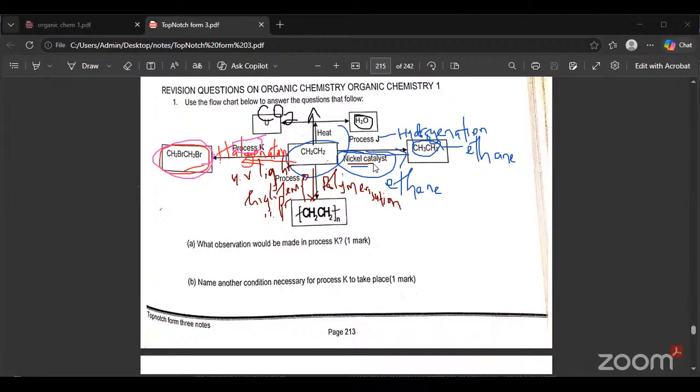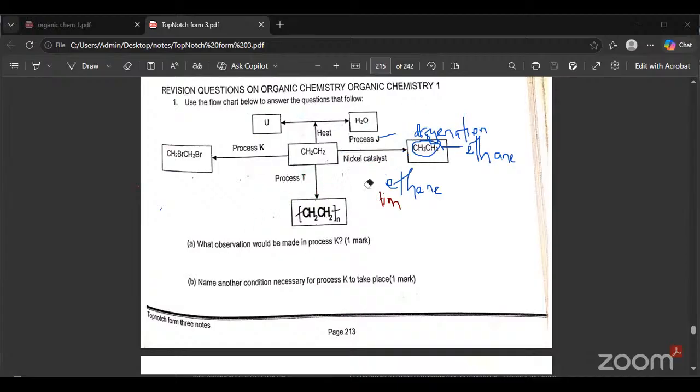Where is K, teacher? Process K ni halogenation. So I'm rubbing. Let me just rub. Inatuchafulia. I just wanted us to mention so that we see now. Where is K? Halogenation. Is it halogenation? Yes. Now, what is that thing that you will see? This one is actually the test for the double and the triple bond.